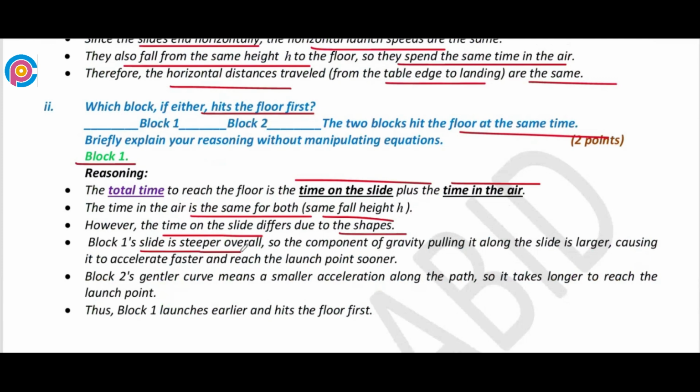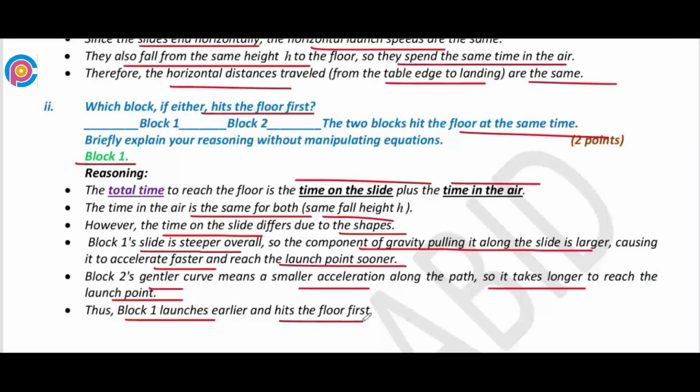Block 1 slides steeper, so the component of gravity pulling along the slide is larger, causing it to accelerate faster and reach the launch point sooner. But for curve 2, block 2, the gentler curve means smaller acceleration along the path. There is less steepness, so it takes longer to reach the launch point. Block 1 launches earlier and hits the floor first. So that's the answer.